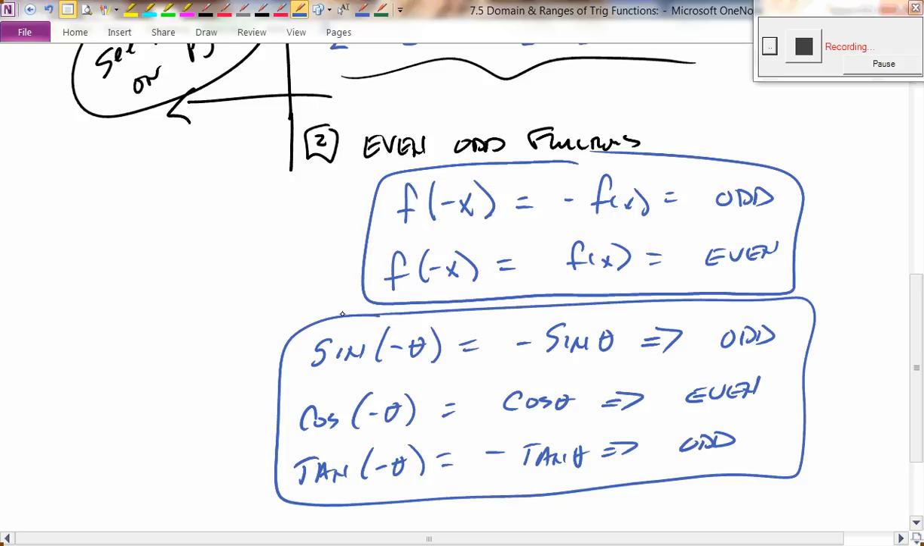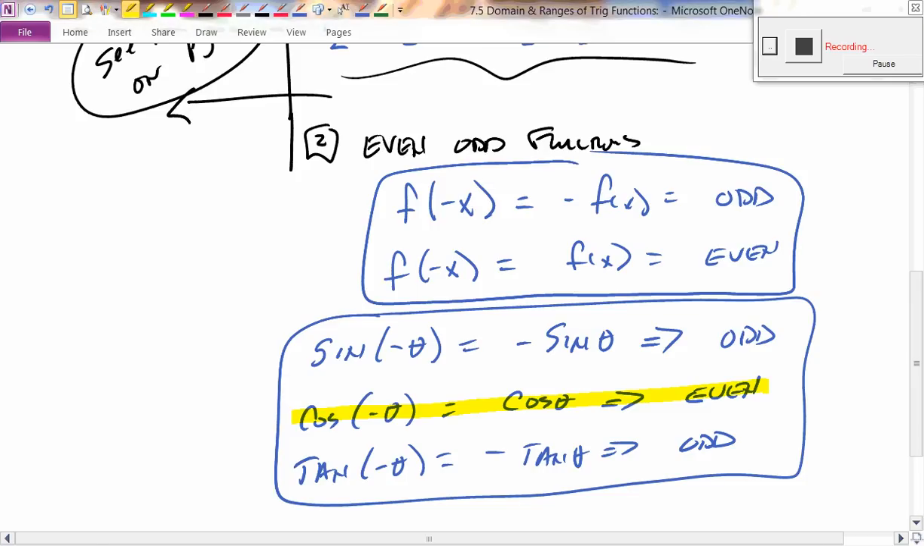Okay? What about the reciprocals? If the cosecant is 1 over the sine, do you think cosecant is odd or even? You got it. So the reciprocals also match up, okay? So the only even ones out there in the world are cosine and secant. Those are the only even ones.